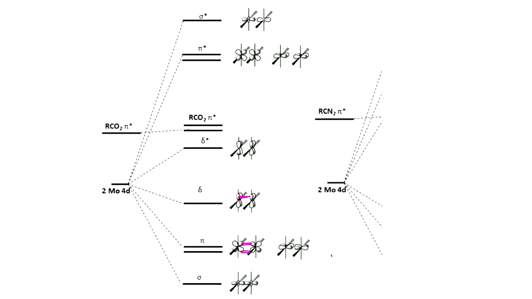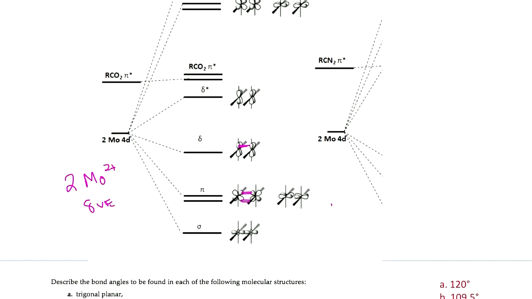Okay. And then I guess the last thing, there are 2 molybdenum centers here. And just believe me when I say that there are 8 valence electrons to place. So if we place 8 electrons on this diagram, 1, 2, 3, 4, 5, 6, 7, 8. Calculate the bond order. What is it? All of those 8 electrons are in bonding, so the bond order is 4.